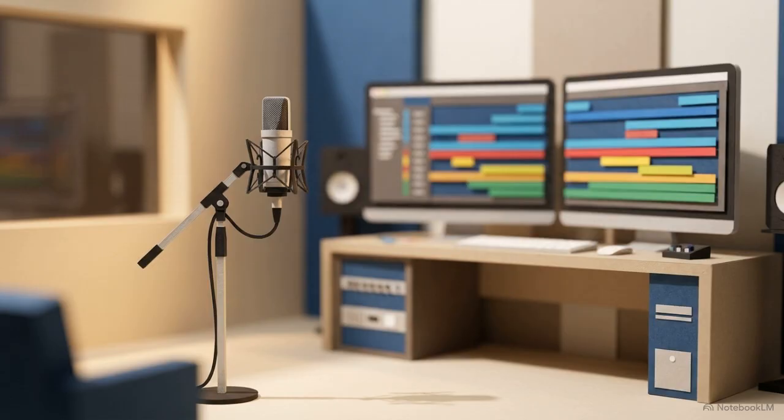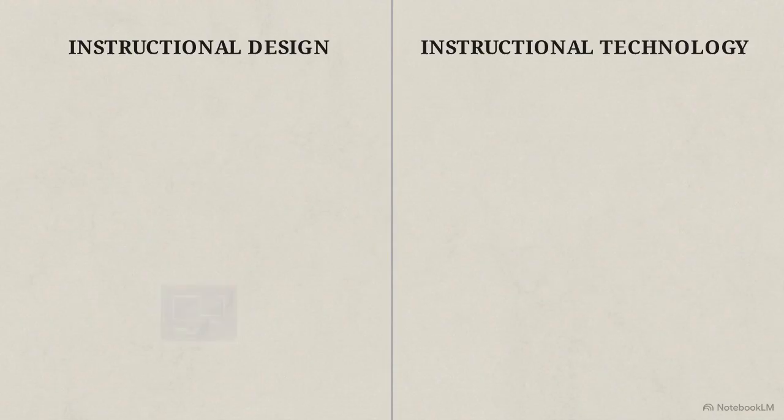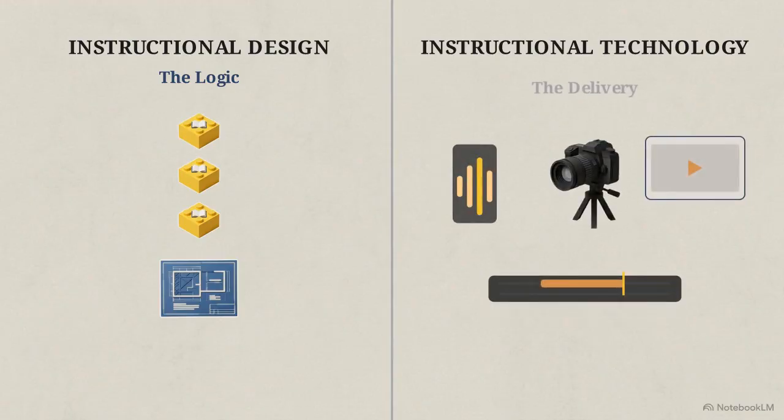Once the plan is validated, the project enters Steps 6 and 7, develop and deliver training. This comparison shows the difference between the fields. Instructional design, the blueprint on the left, is the logic of the lesson. Instructional technology on the right refers to the software and media tools used to deliver that lesson.